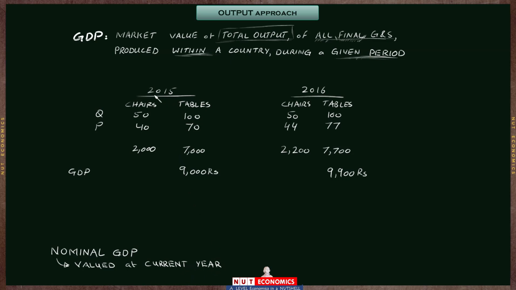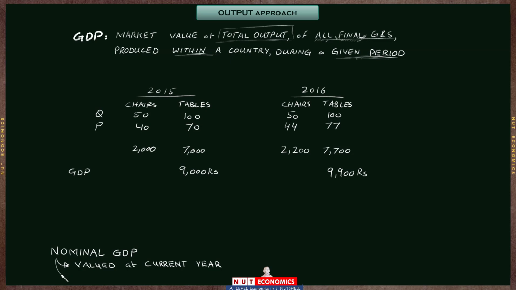Now what that means is that if you are trying to measure the GDP of 2015, then you will look at the quantity of each product such as chairs, and you will convert it into market value by using the price of chairs in that same year, 2015. You are using the current year's price. And then when you are trying to calculate the GDP of 2016, then you will multiply the amount of chairs you make in 2016 with obviously the price of these chairs in that same year. So nominal GDP, GDP valued at current year prices.